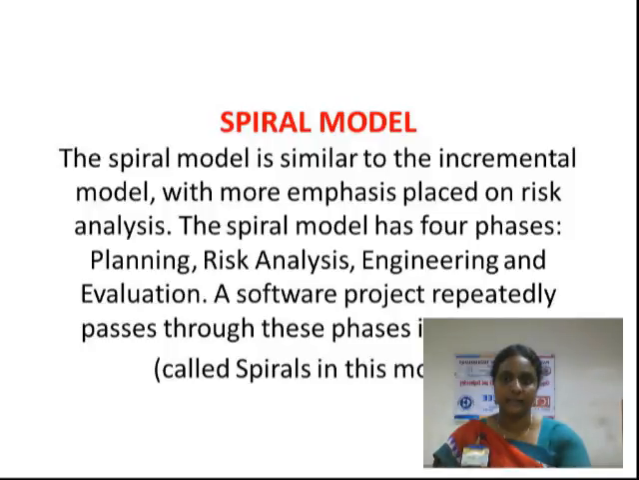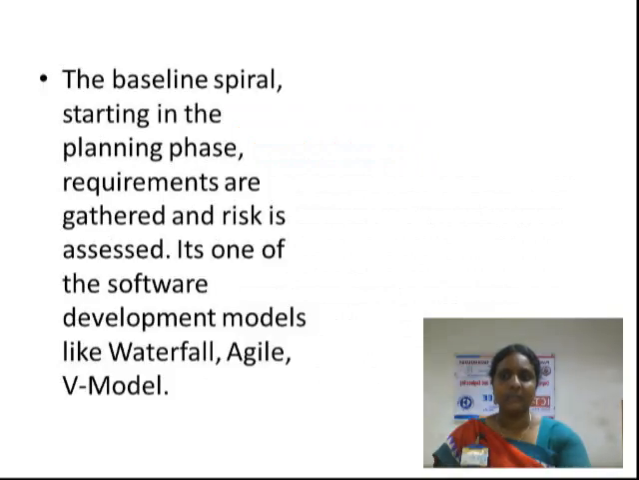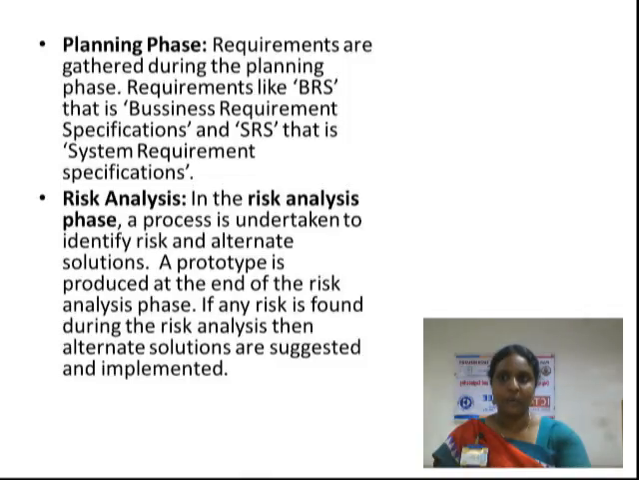Now, next comes the spiral model. The spiral model is similar to the incremental model, with more emphasis placed on risk analysis. The spiral model has four phases: planning, risk analysis, engineering, and evaluation. The baseline spiral starts in the planning phase, then requirements are gathered and risk is assessed. It is one of the software development models like waterfall, agile, and V model. The first phase of a spiral model is the planning phase, where the requirements are gathered, and they are like BRS, that is business requirement specification, and SRS, that is system requirement specification.